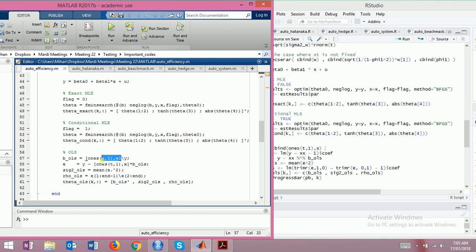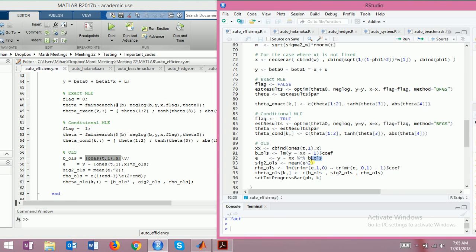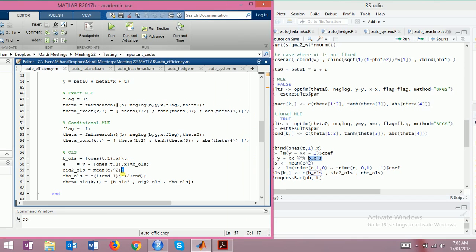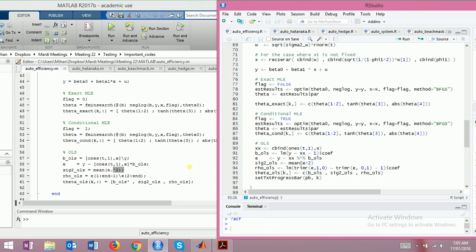Okay, this has many uses. We could have done that in MATLAB too, into beta hat ls, and mean E square is sigma square ls, rho ls is E from 1 to n minus 1 regressed upon 2 to n. Great. So this trimmed E 1 to n regressed on trimmed E 0 to n minus 1.